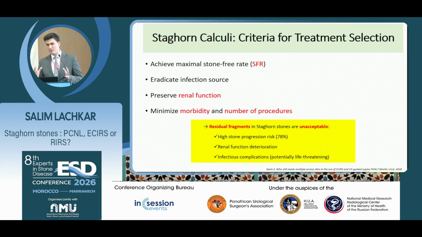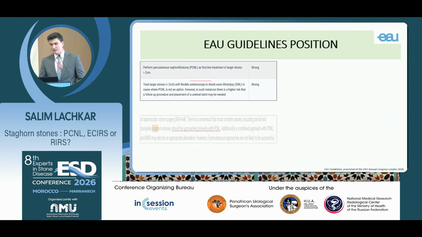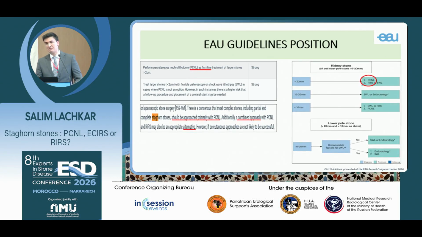So when we want to choose which is the best between ECIRS, percutaneous or the combined treatment, we have to think that we have to choose the treatment that will achieve the maximal stone-free rate. For that, the guidelines are pretty clear. For the European Neurological Association, we have to use the percutaneous technique as the first line of treatment for all the calculi more than 2 centimeters. But for specifically the complete staghorn calculi, there is only a consensus and not a recommendation.